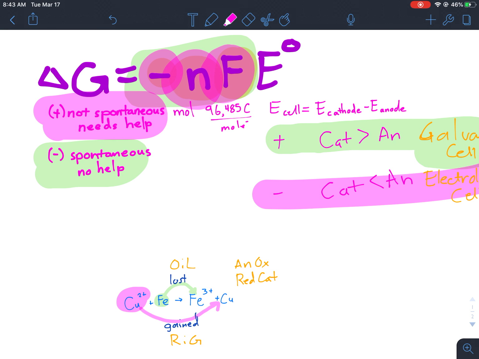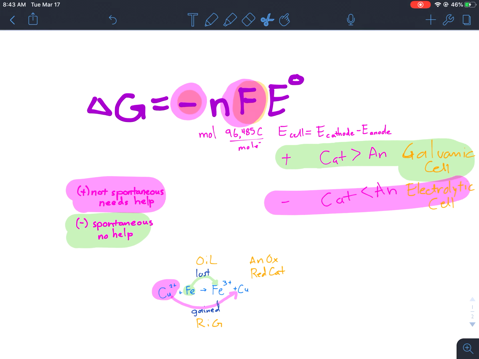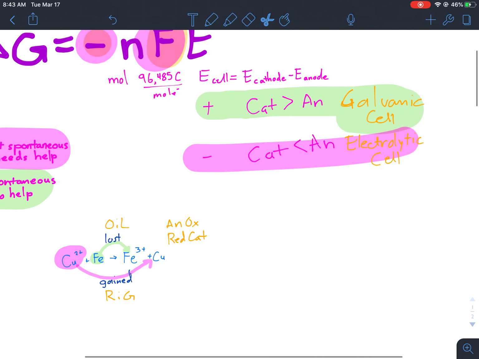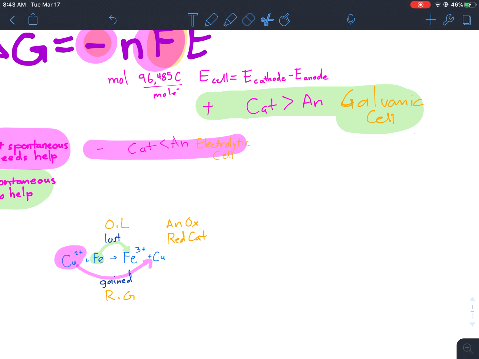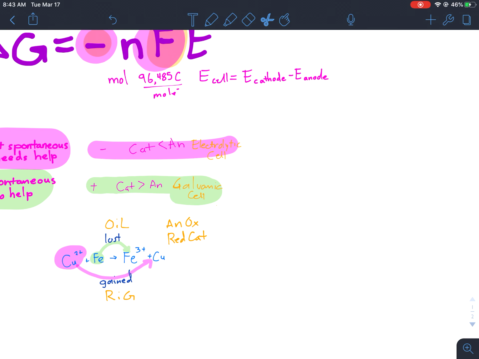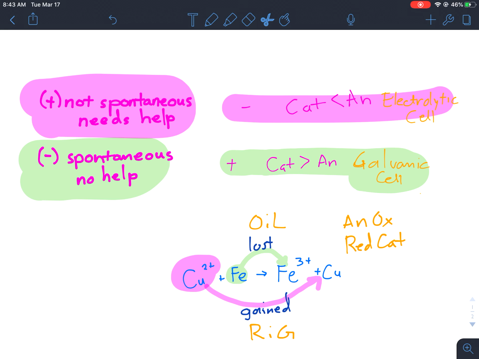So again, let me try to clean this up a little bit. The way I like to think of this is if you have these two things, and now I realize that was a terrible color to try to get all that with. A non-spontaneous reaction that needs help is an electrolytic cell. It is negative. And a spontaneous reaction that needs no help is a positive E cell, where your cathode is greater than your anode. This is a galvanic cell.